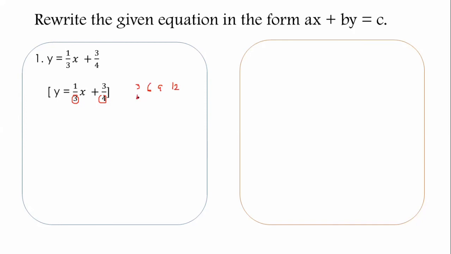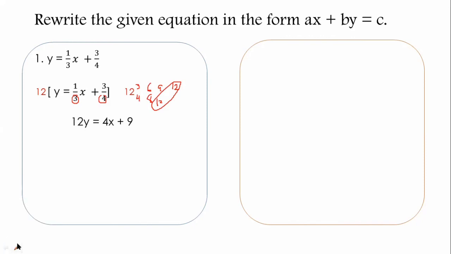And then next, 4, 8, 12. Okay, saan ba sila unang nag-meet? It's 12. Therefore, ang least common denominator nila is 12. So, yung 12 na yun, pandi-divide natin both sides. Okay? So, next is, i-divide na natin. Okay, so ito yung magiging result niya.